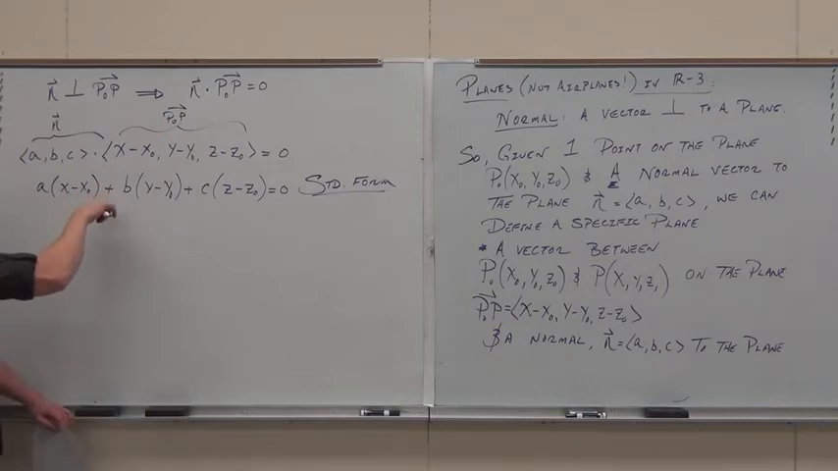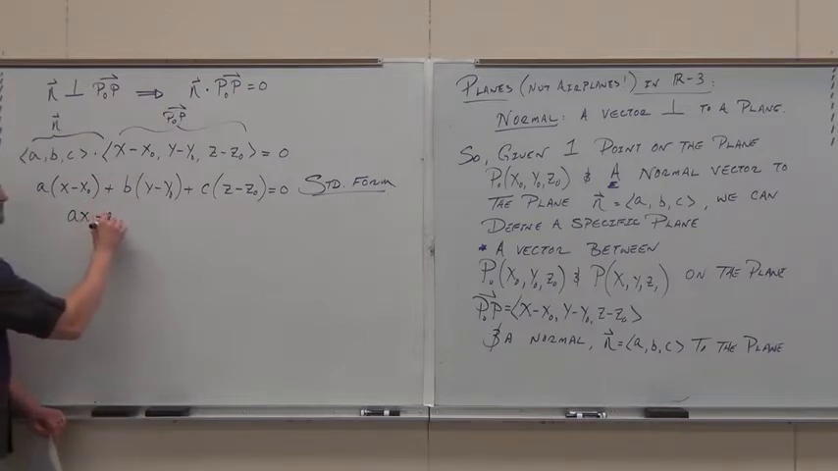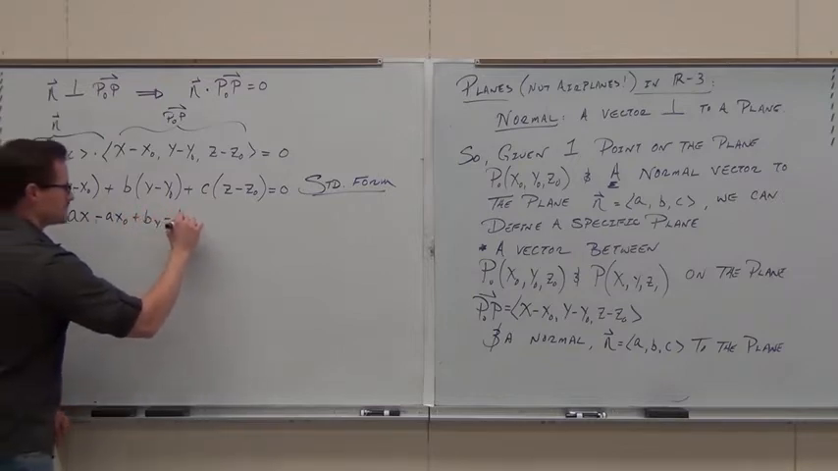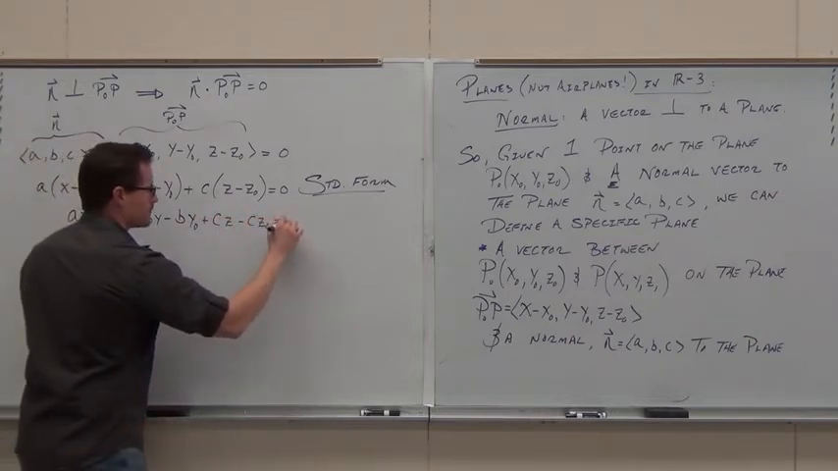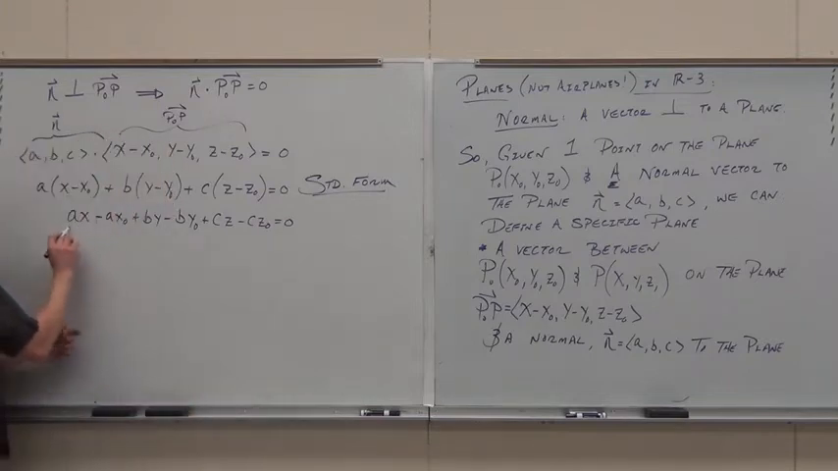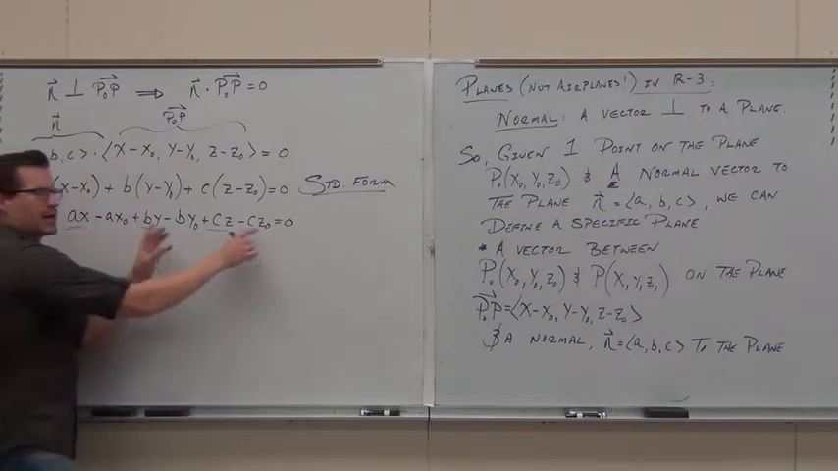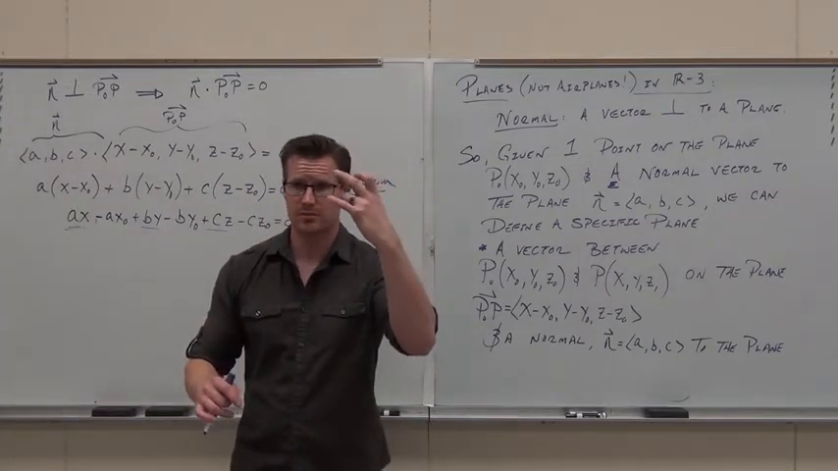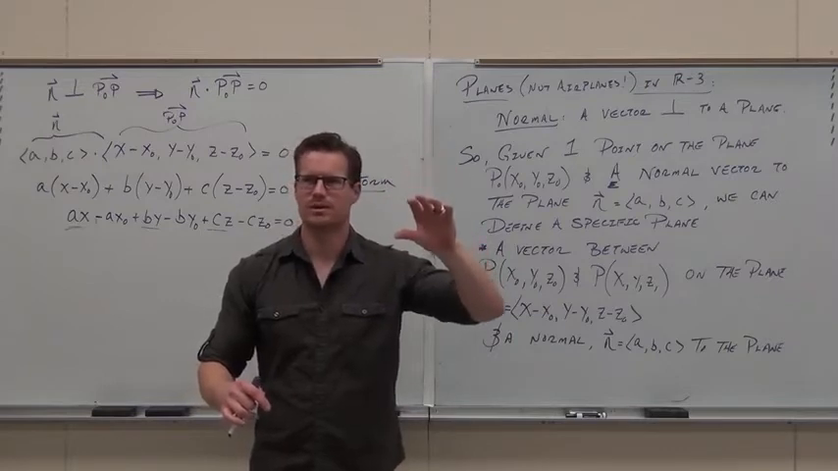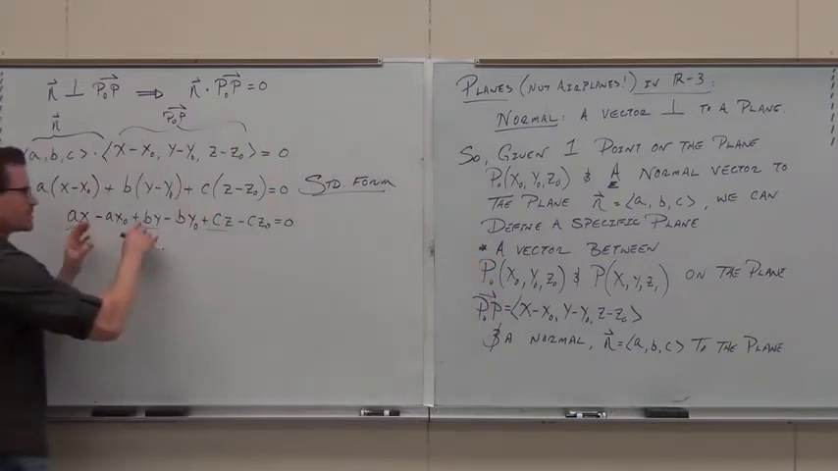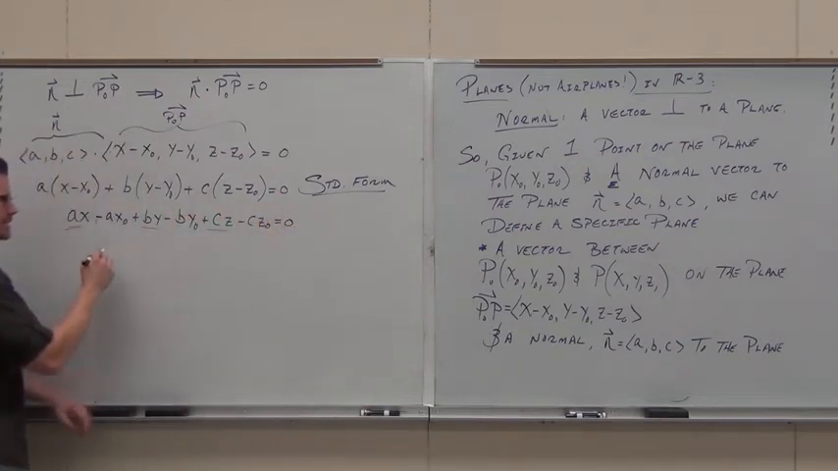If you distribute all this junk, I want you to jump down to here. What happens is we get this AX. We get an actual number. Do you see it? I'll show you. Keep this, and you are going to have three numbers. Direction, the normal vector components, times the actual coordinates of our point. And they're going to be numbers. If you add or subtract, get them all to one side, we end up getting this.